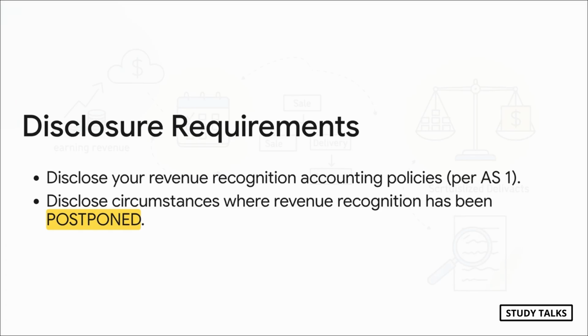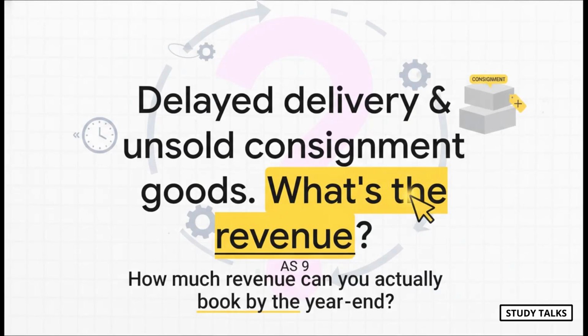It's all about transparency. So, to wrap this all up, I'm going to leave you with a classic exam-style question. This one mixes a couple of the tricky scenarios we've talked about. So take a look, think about the rules for delayed delivery, think about the rules for consignment. What's the final revenue figure you'd book by March 31st? If you can nail this, you are in fantastic shape for AS-9. Go back, review, and make sure you've got this down cold.